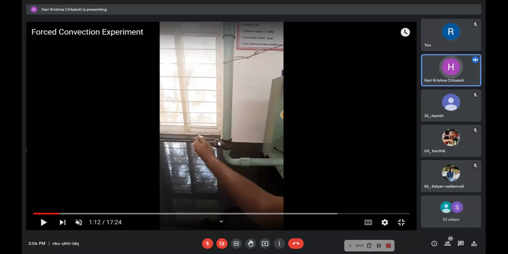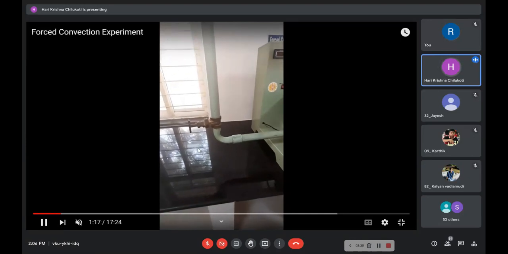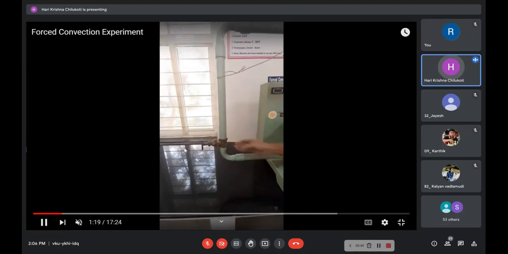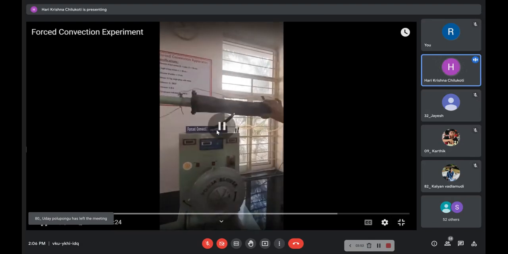We'll see what exactly the test section means in the later part. So with the help of this valve, we can control the mass flow rate or the volume flow rate of the air through the test section. Here, the working fluid that we are dealing with in this experiment is air. Note that particular point. And this is the test section that I was talking about.